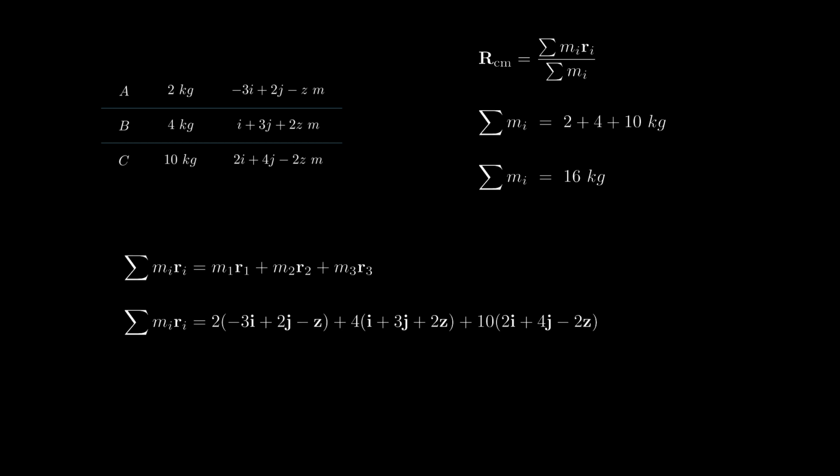Expanding and simplifying the vectors, we obtain this expression. By combining like terms, we simplify the expression as shown here. Now that we have calculated both the weighted sum of the position vectors and the total mass of the system, we can find the position vector of the center of mass by substituting these values into the above formula.